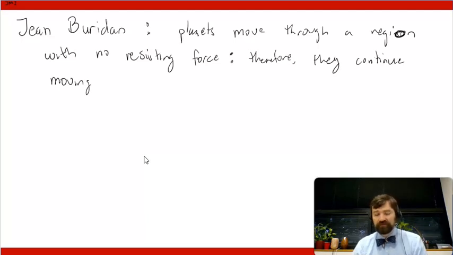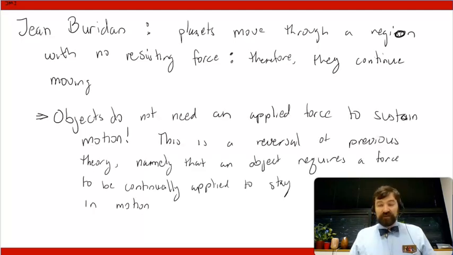Now this is a bit of a simplification. We now believe, of course, that there are forces in outer space. If you consider gravitation to be a force, for example, then all of the planets are experiencing a force from gravity. So they aren't experiencing no force. The main point, though, is that objects don't need an applied force to sustain motion, which was a big reversal from, say, Aristotelian motion, in which a force was needed in order to sustain motion.